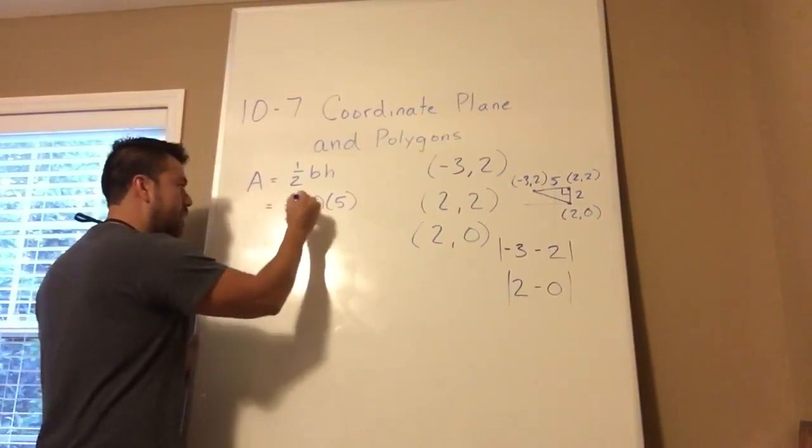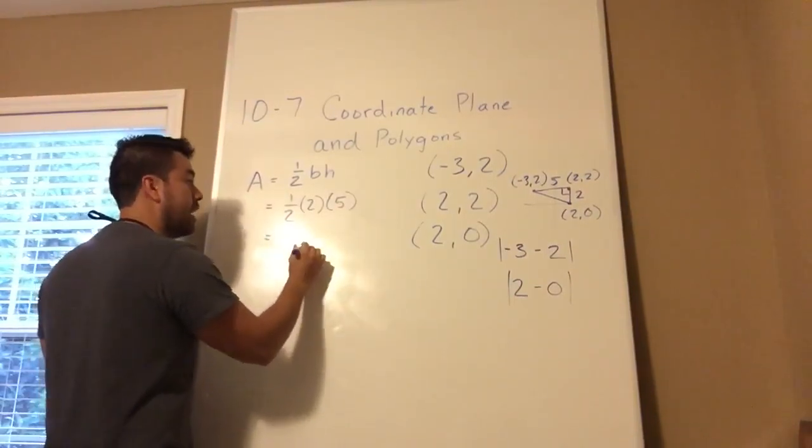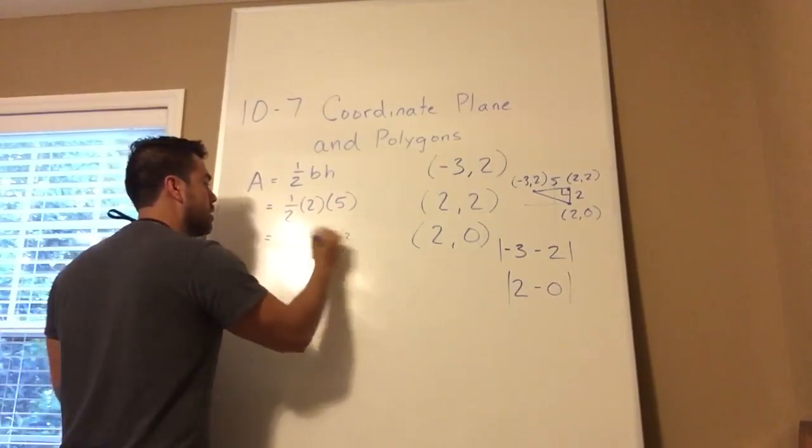1/2 times 2 is 1. 1 times 5 is 5. And if we're talking about area, square units. So that would be your area.